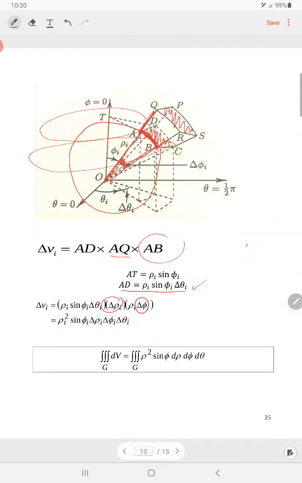Now when you multiply the three, AD, AQ times AB, you get rho times rho there, so we have rho squared, we have sine phi, and then we have delta rho, delta phi, delta theta. This is equivalent to the volume of this one spherical box. So from here we get dV equals rho squared sine phi d rho d phi d theta. This is very important for you to remember: dV in spherical coordinates.